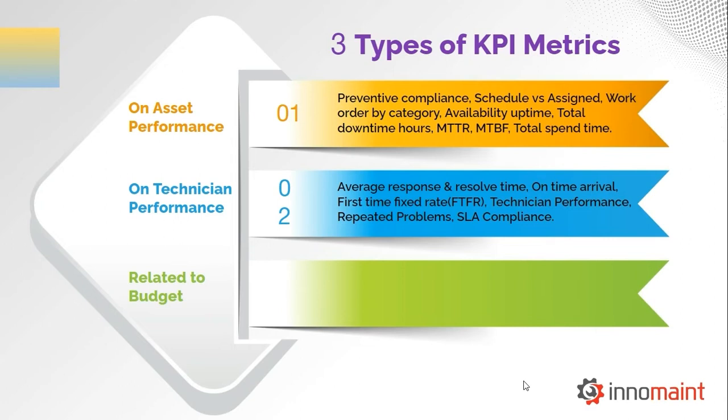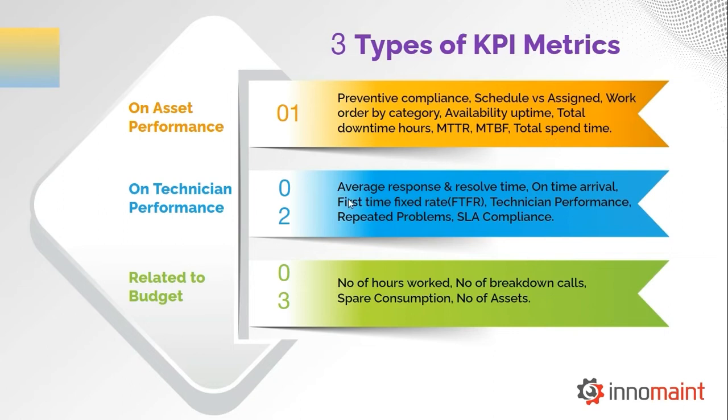The criteria involved in measuring the asset performance are the preventive compliances, schedule versus assign, work order by category, available uptime, total downtime hours, MTTR mean time to repair, MTBF mean time between failures, and total time spent.